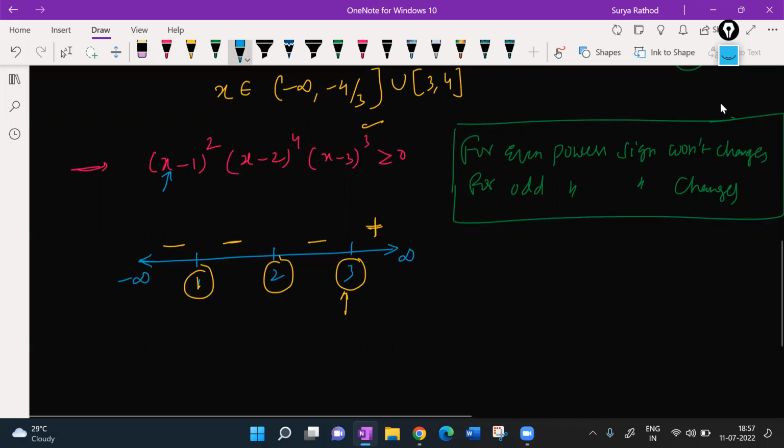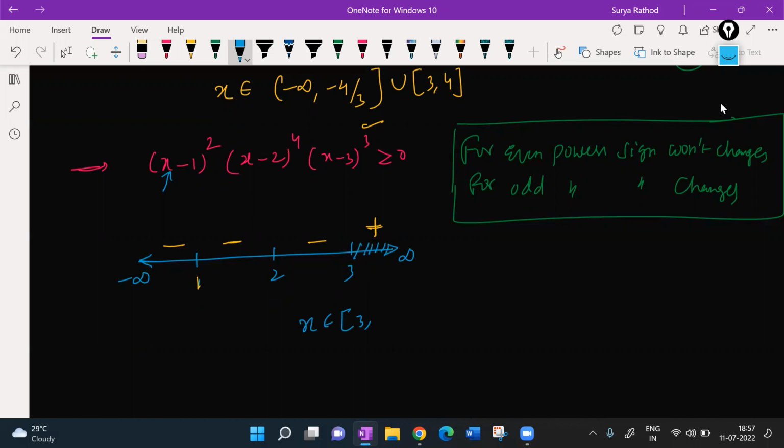I'll give one question now. We'll solve this question, then I'll give one more question. You will get clarity on this. What I need is greater than 0. Only I need this region. What is x belongs to now? X belongs to closed bracket 3 to infinity, or not? This is my solution. That's it.